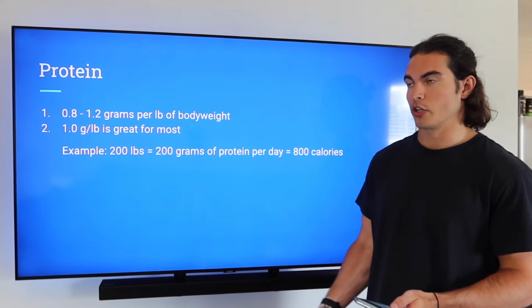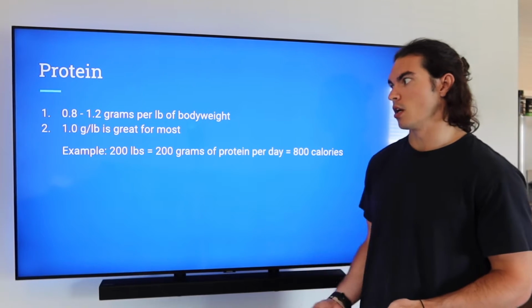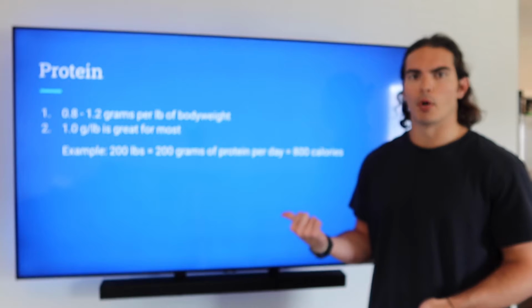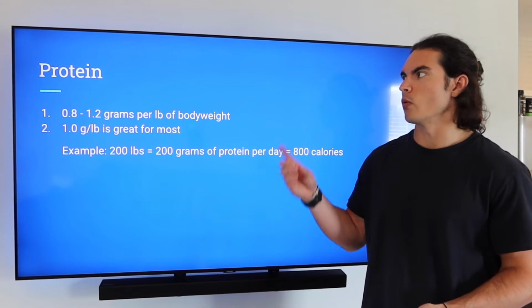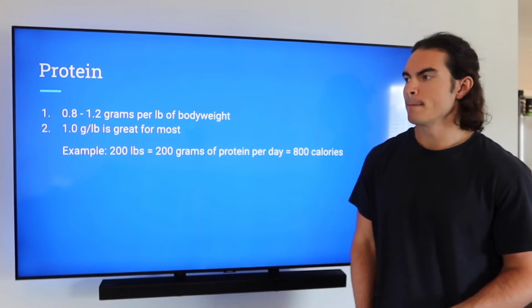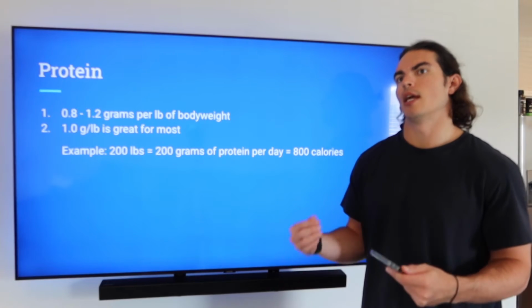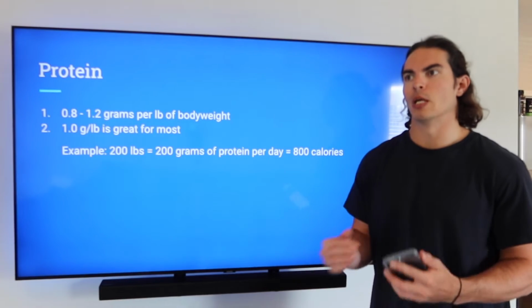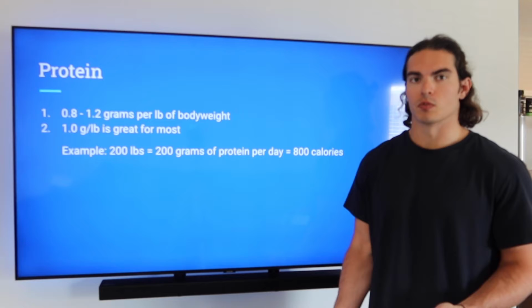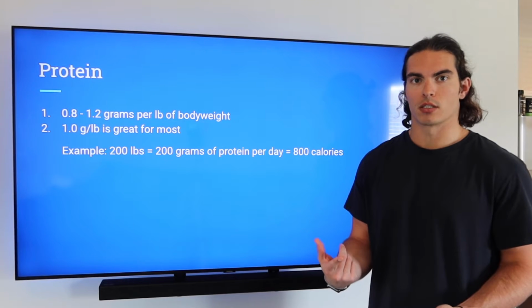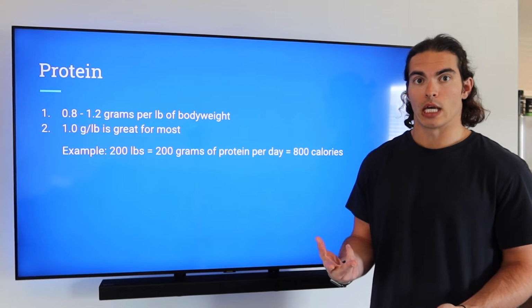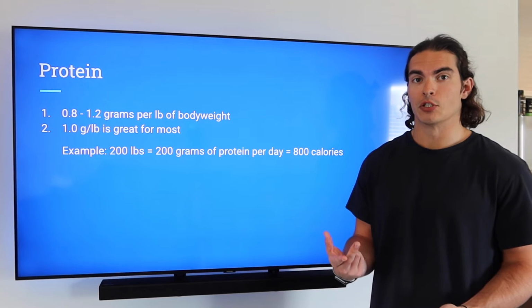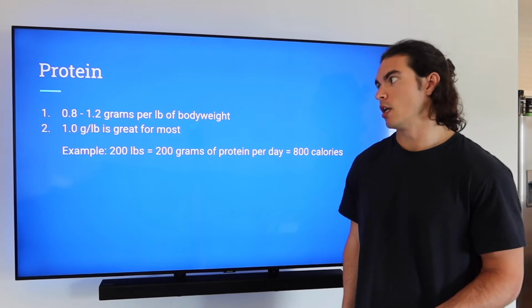So let's look at the first one, protein. I didn't put it up here, I think I put it in the last slide, but there are 4 calories for every 1 gram of protein, okay? It is the most important macronutrient to manipulate for body composition results, right? So fat loss and muscle gain or muscle retention during fat loss, very important.